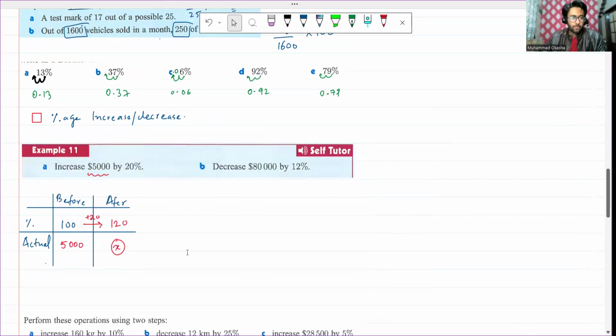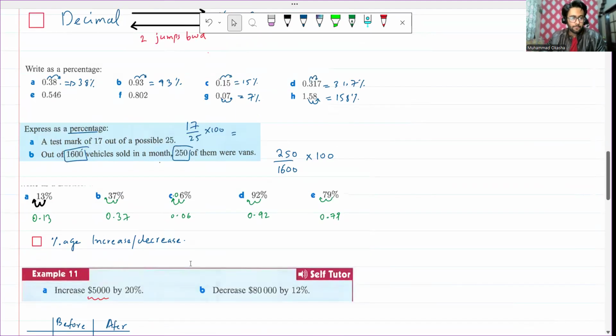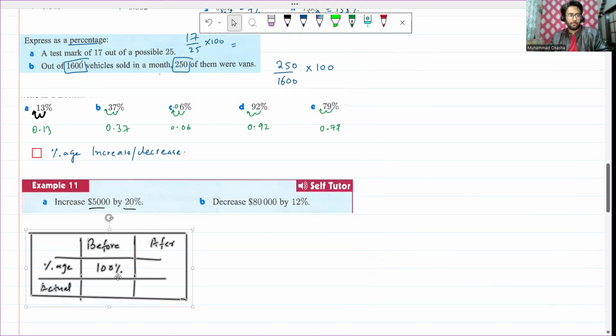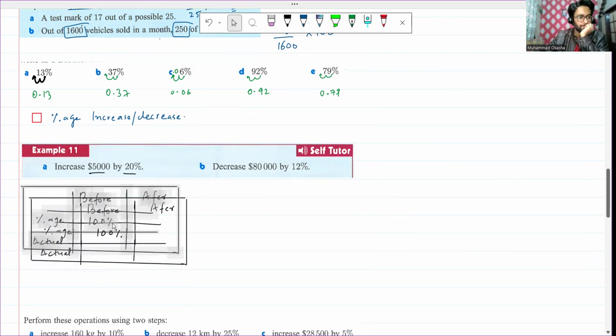So I have percentage increase, decrease. I'll take off this box. Let's say increase $5,000 by 20%. So let's take a look. Let's use our magic boxes over here.